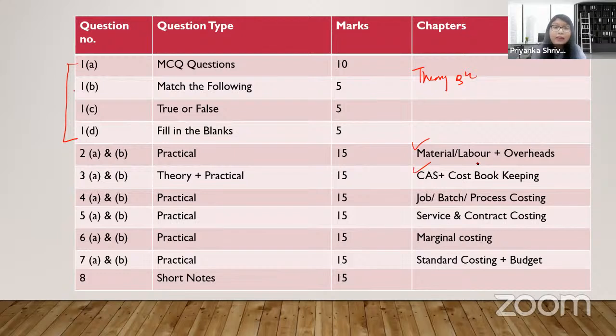So what I can see here is we cannot leave anything. Everything is important. The question might come from any part of the examination, but what we can conclude here is that these 4 chapters, contract costing, marginal costing, standard costing, budget and budgetary control, will account for around 40 marks in your paper. So these are the most important chapters.